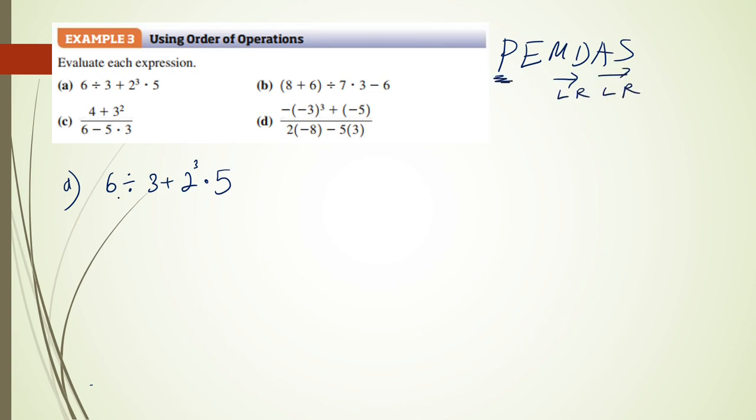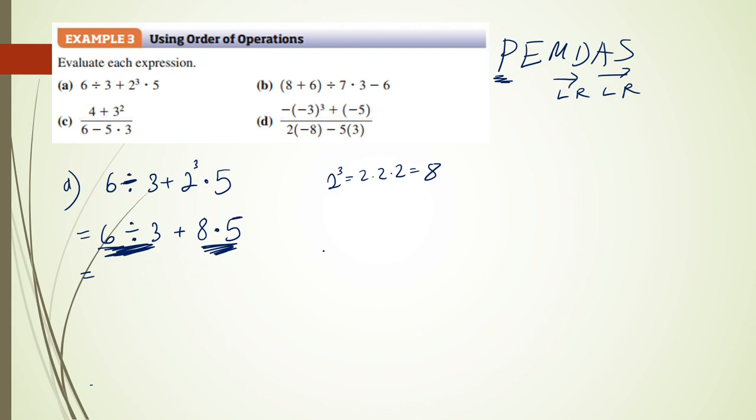I'll look for parentheses first. There are no parentheses in this question, so we'll go down the list. Exponents, there's one right here. So we have 6 divided by 3 plus 2 cubed, which is 2 times 2 times 2. And that just simplifies to 8. So this is 8 times 5. Now, there are no exponents. I'll move on to the next thing, which is multiplication or division from left to right. So I'm going to do the division, then I'm going to do the multiplication.